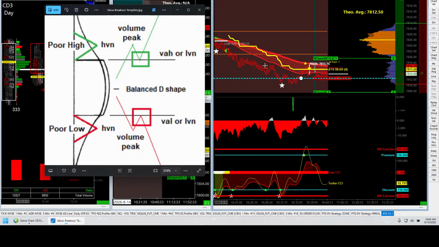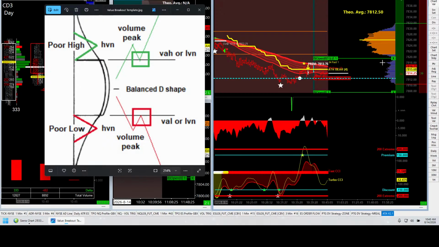A volume node is a high node. Yes, it is used. That's a node, HVN, high volume node. It could be intraday, it could be daily, all time frames. It is universal across time frames. We are trading intraday, so we're looking at the intraday volume profile.